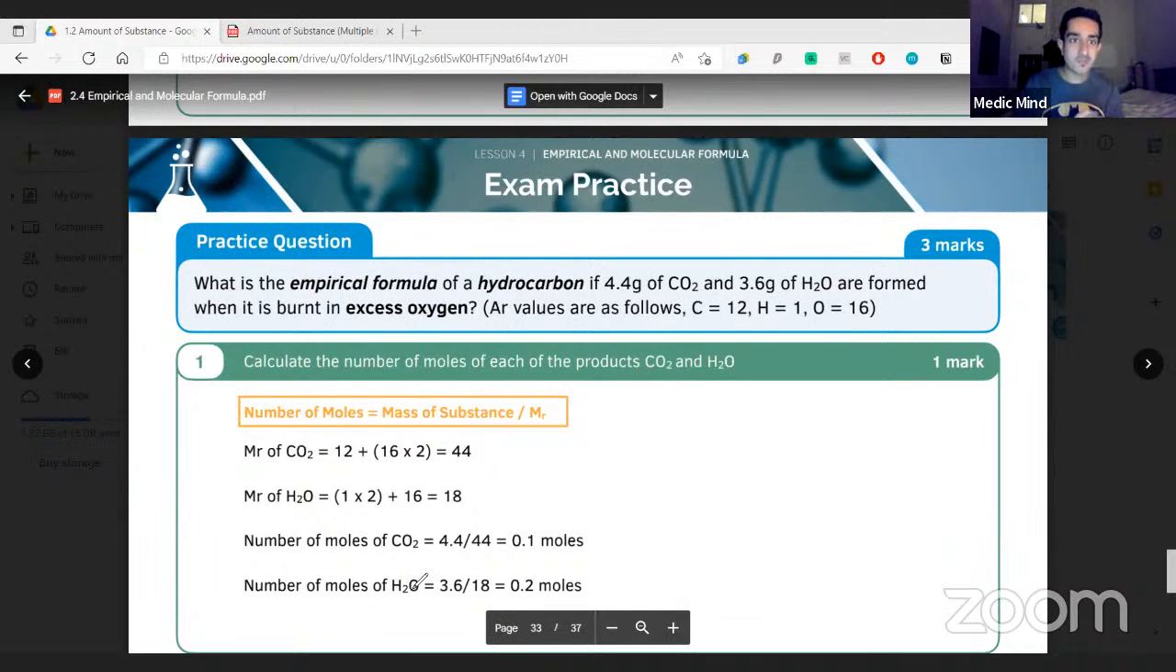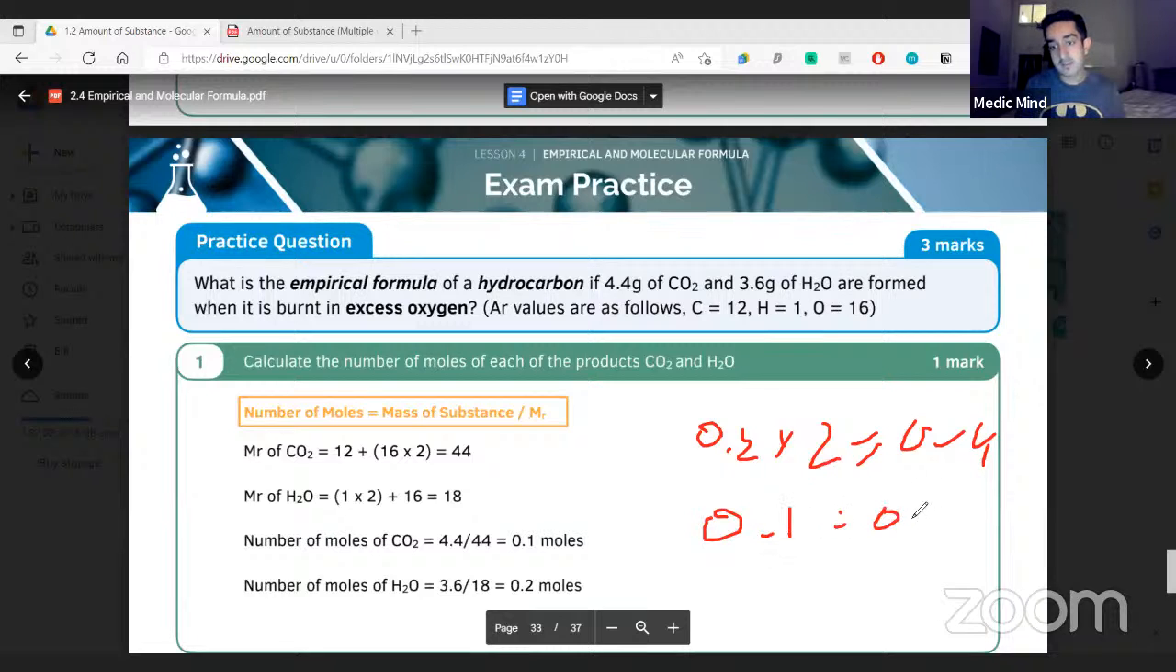But what has got most students here is they've not recognized that this is the number of moles of H2O as a molecule. For every 1 mole of H2O, there are 2 moles of hydrogen, because there are 2 hydrogens for every oxygen in H2O. So you have to recognize that this is 0.2 times 2, which is 0.4. Now the ratio of 0.1 to 0.4: you divide both by 0.1, which means it's a 1:4 ratio, which is CH4.